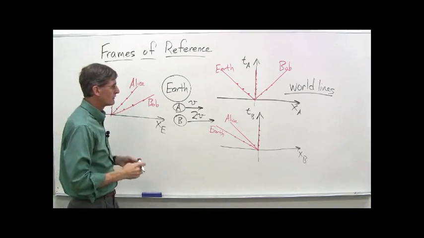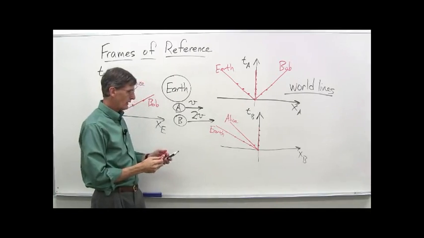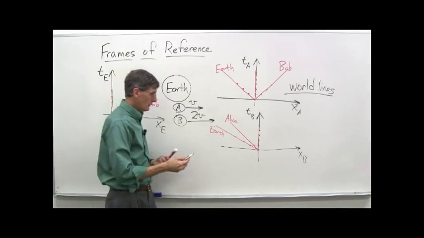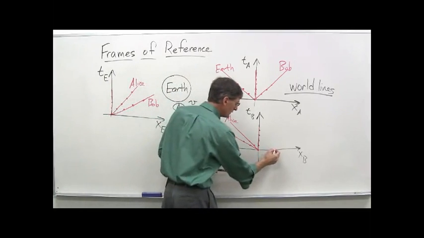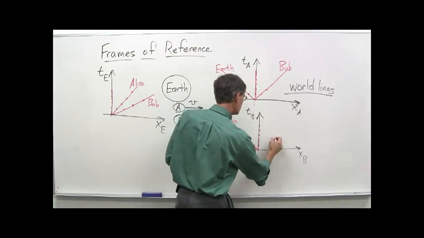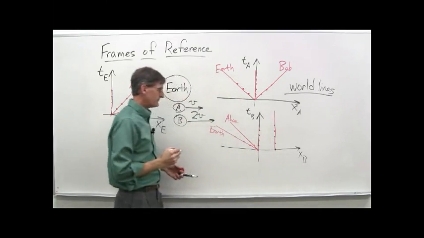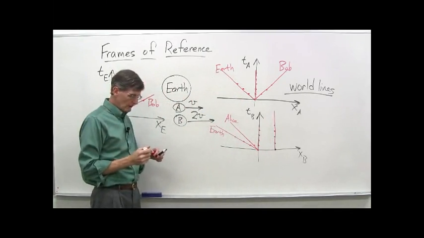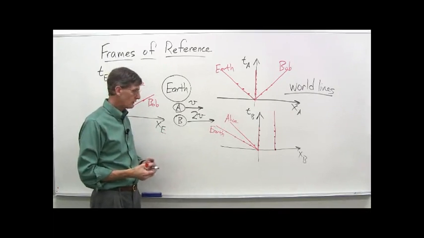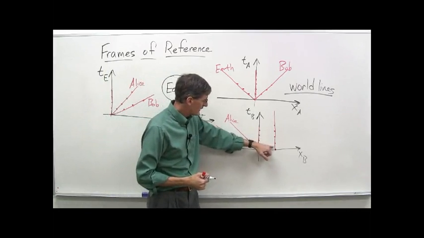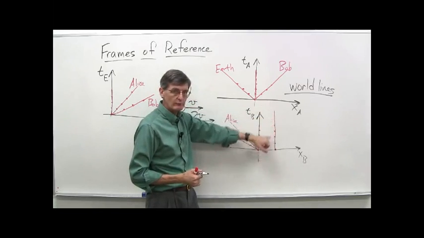Anytime you have a vertical line, let's say I plotted something. Let's use Bob's diagram down here. If Bob did a plot of some event and it looked like that, that is the world line of an object in Bob's frame of reference that does not move. Because look at this. At every given time, it's at the same position. So a vertical line represents something that is not moving.